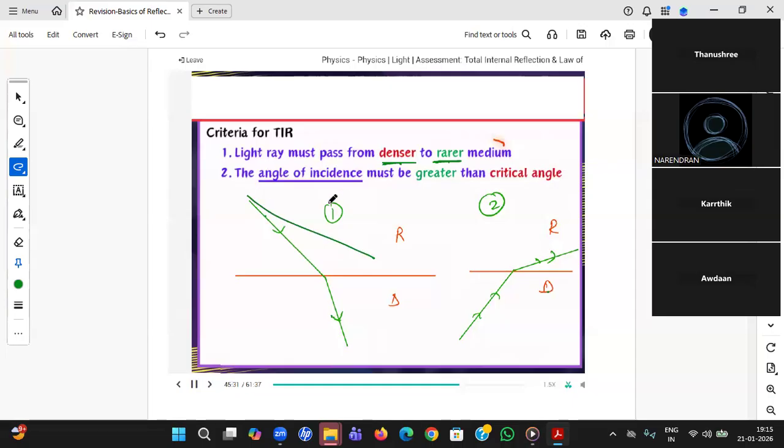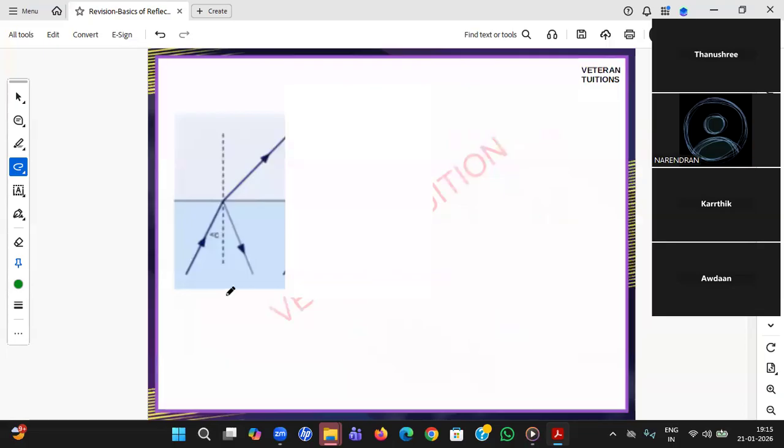So let me remove this case. I'm only using the light ray moving from denser to rarer, because total internal reflection only happens from denser to rarer. Look at this scenario, students. This is water. This is air. So where is the light traveling? Denser to rarer. Water is denser, air is rarer.